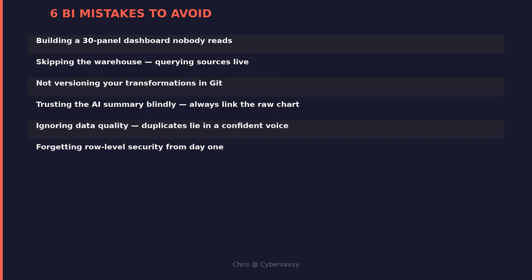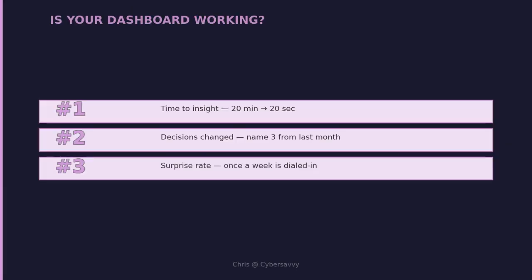Mistake 5, ignoring data quality. If Stripe has a duplicate customer record, your dashboard will lie to you in a confident voice. Spend at least 10% of your build time on data quality checks. Mistake 6, forgetting permissions. The moment you have a real dashboard, someone will want access who should not have it. Set up row-level security from day 1, even if you are a team of 1. Future you will thank present you.